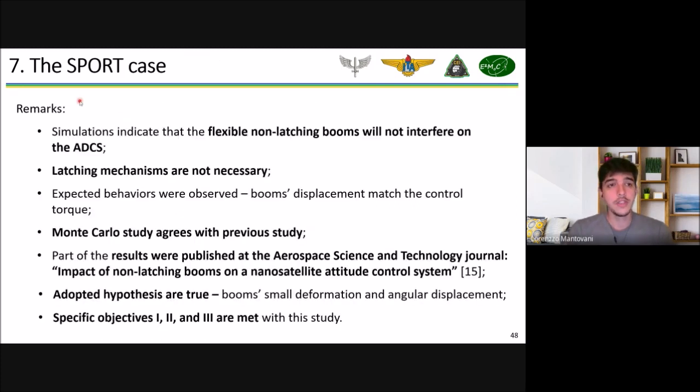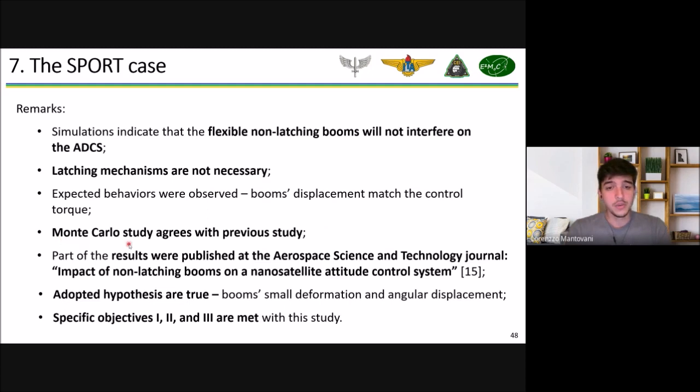So some remarks of this SPORT case study are that our simulations indicate that flexible non-latching booms will not interfere with the ADCS. Then, latching mechanisms are not necessary, and this is really good because if we needed to add these latching mechanisms to the SPORT satellite, we could increase the mission cost, the mission risk, and add some delays to our mission. We saw some expected behaviors, such as the boom displacement matching the control torque, and that our Monte Carlo study agrees with the previous study.